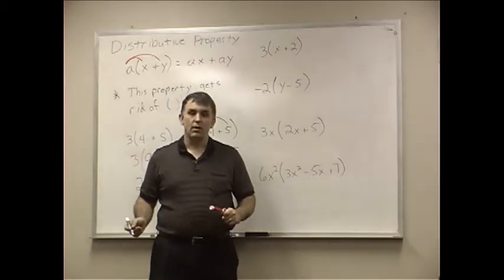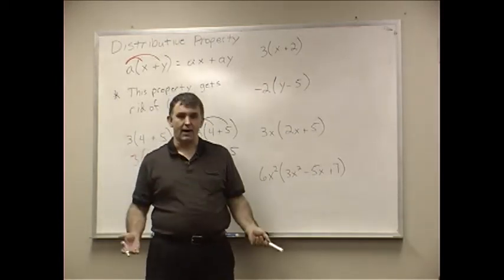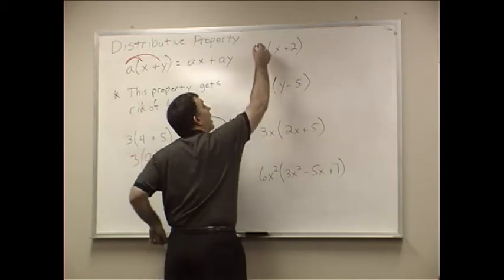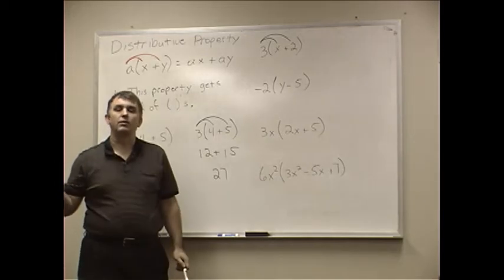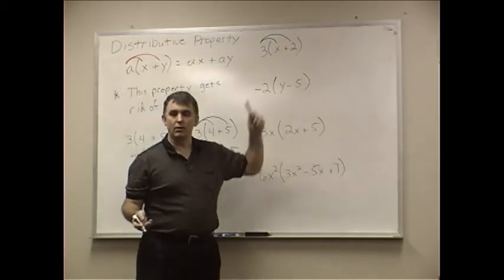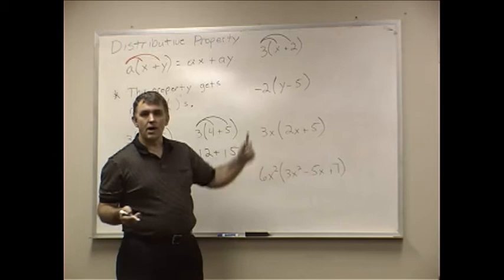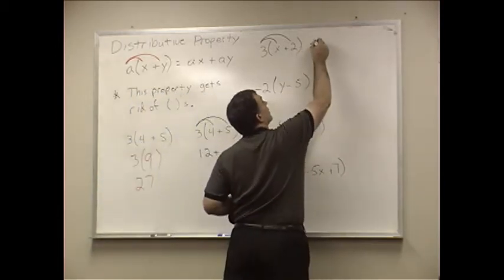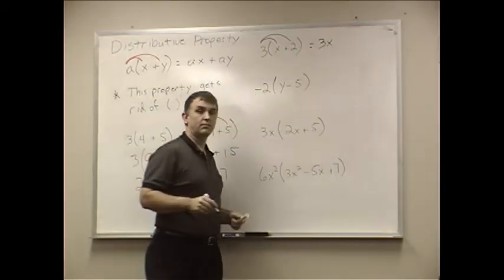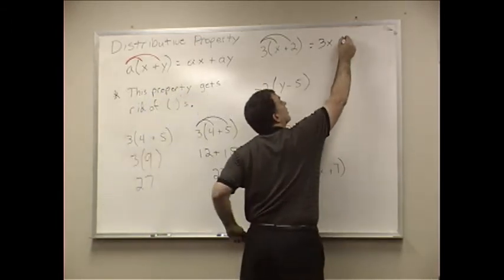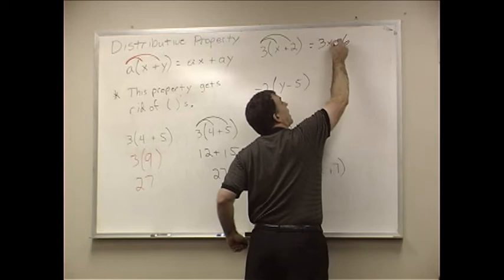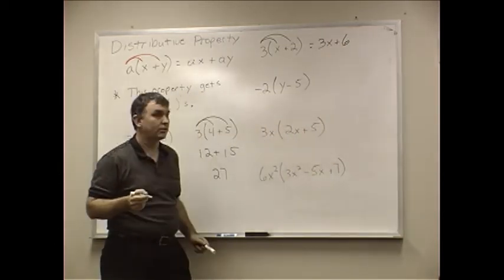But we can at least get rid of the parentheses and simplify it a little bit by using the distributive property. So you take what's on the outside, multiply it by what's on the inside. 3 times x is 3x. 3 times 2 is 6, and since the 6 is positive, I write a plus.